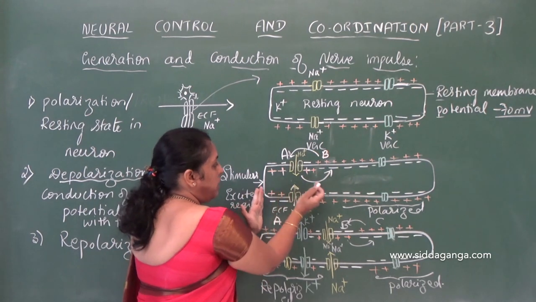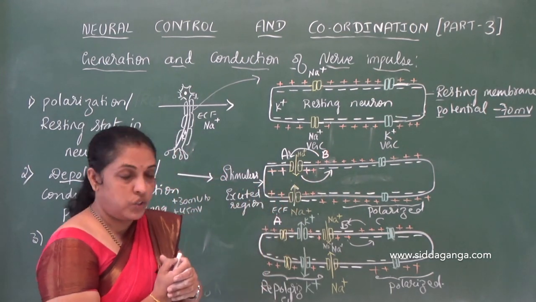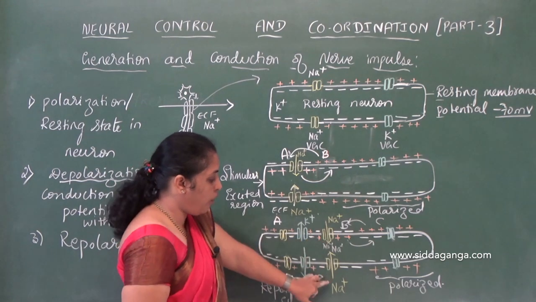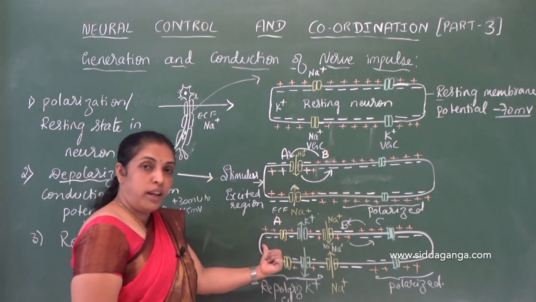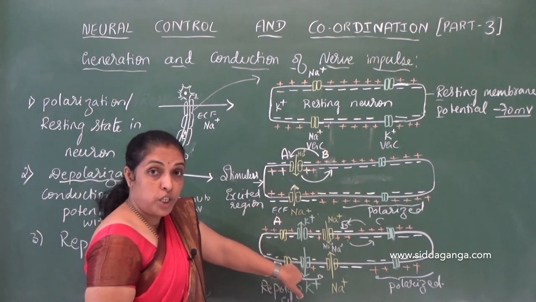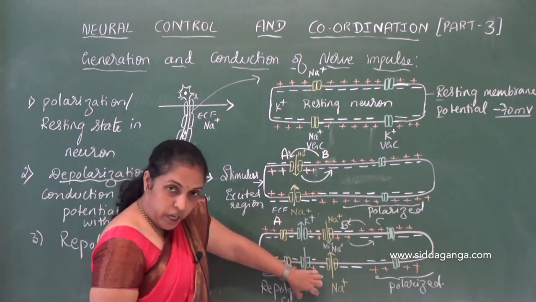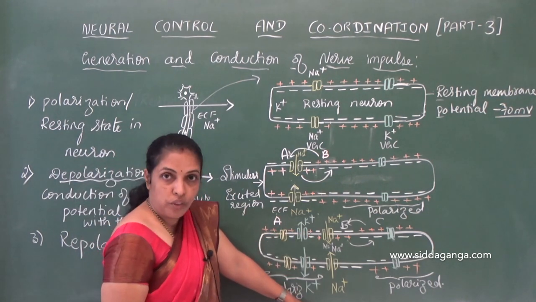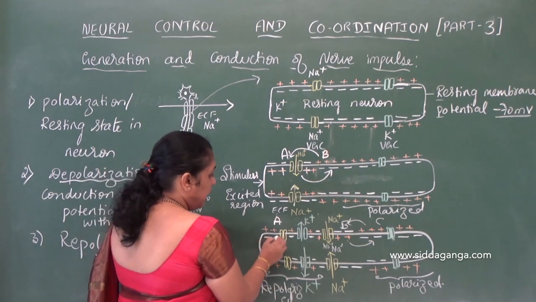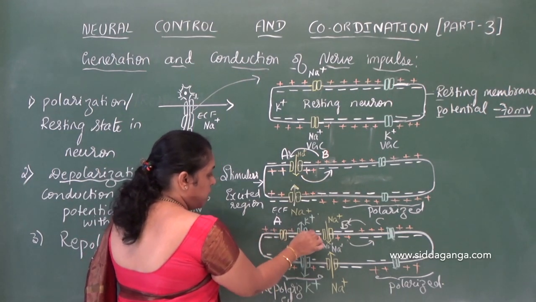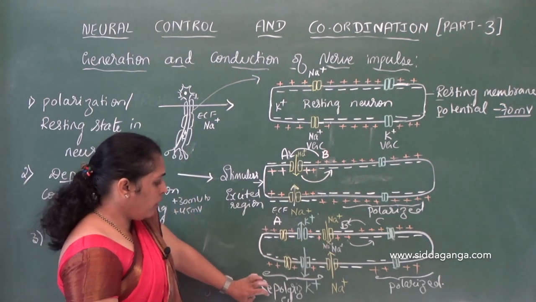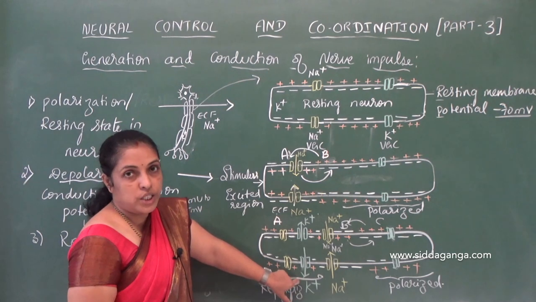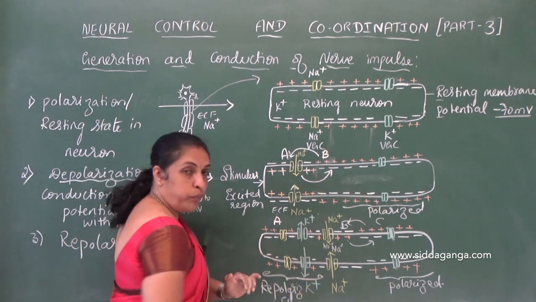So the area previous to that will become repolarized state. When it shifts to the adjacent area, in that again we see opening of sodium gated channels. In the repolarized state, we see opening of potassium gated channels. So efflux of potassium takes place in the repolarized state. As positive ions move out of the exoplasm, that helps to maintain inner negative charge, outer positive charge, restoring the resting membrane potential back in the repolarized state by opening of potassium voltage gated channels. So this part again will be in a repolarized state.